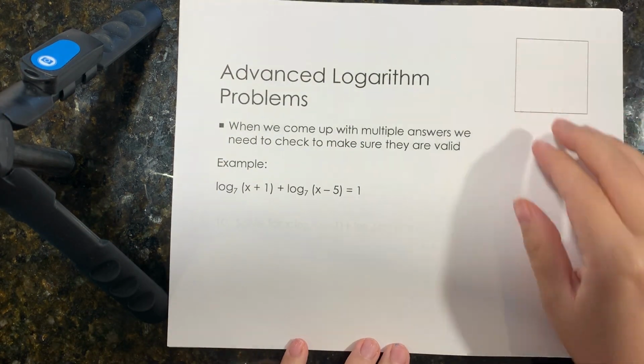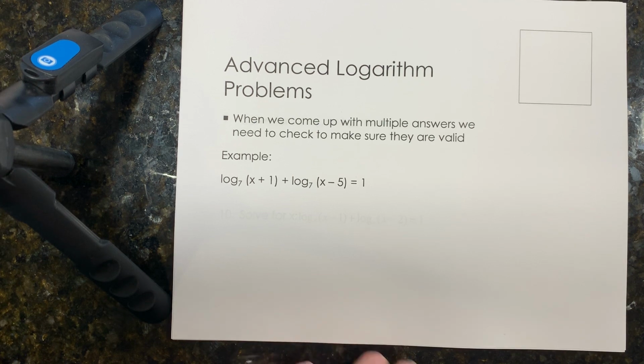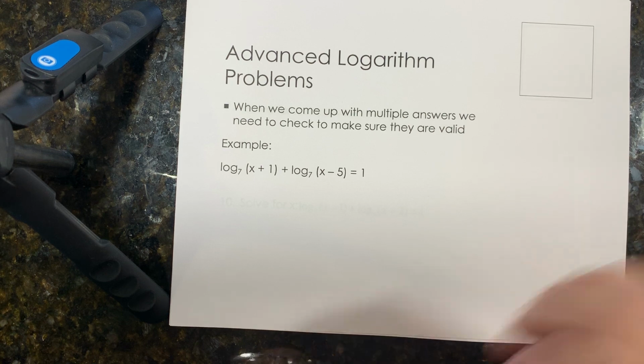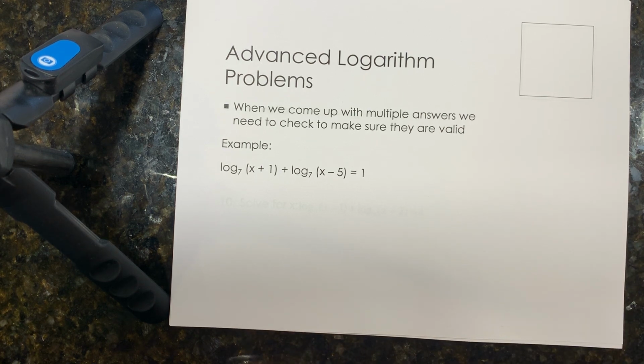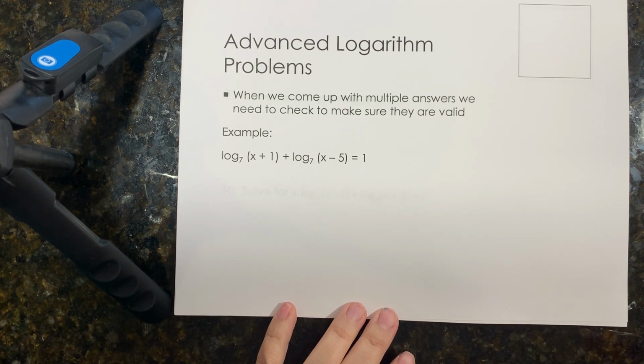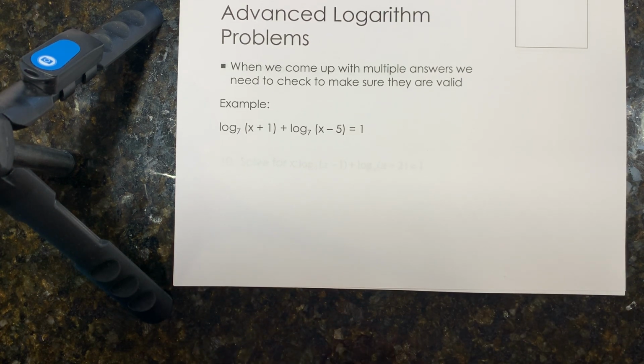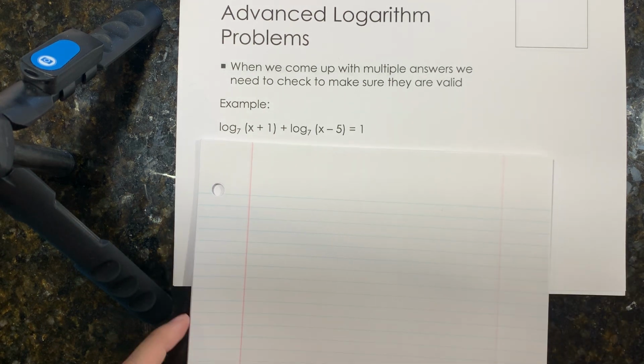So the first thing that we're going to look at is called the advanced logarithms, and you're going to see that these problems are very similar to the ones that we were doing before. The only difference is that you may come up with multiple answers. And when you come up with these multiple answers, you need to make sure that you check to make sure that those answers are valid. So what we're going to do here is we're going to go through this example together, and then we'll see the answers that we come up with.